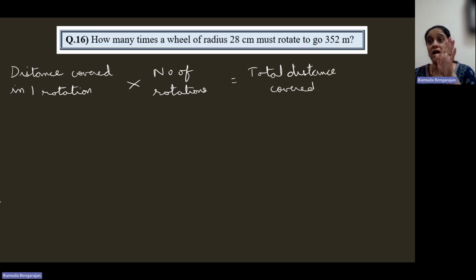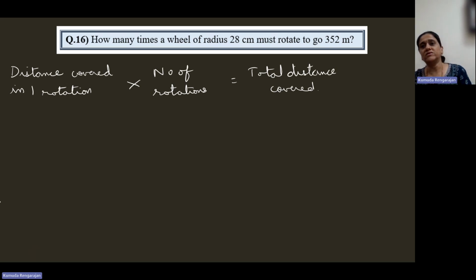Say that the wheel goes 100 rotations. What is the distance covered? The distance covered in one rotation into the number of rotations will give you the total distance covered. If you understand and remember this formula, such questions will be very easy to answer.